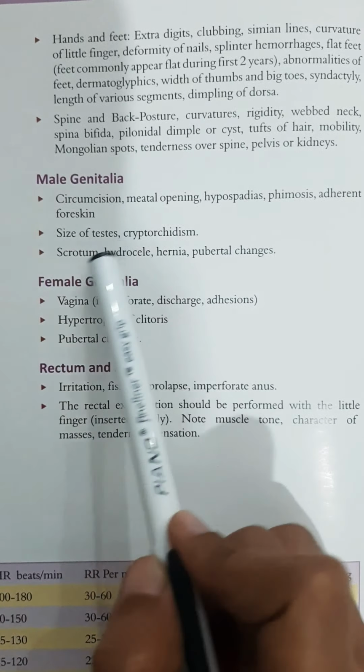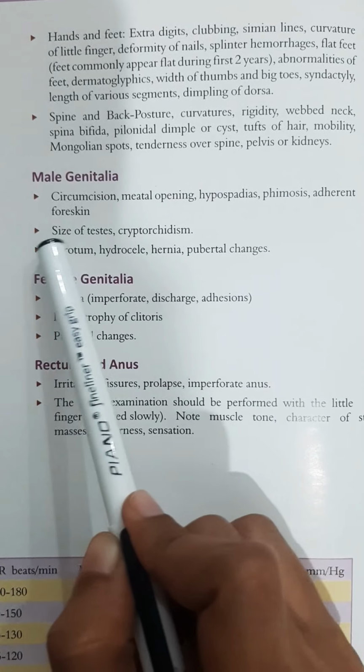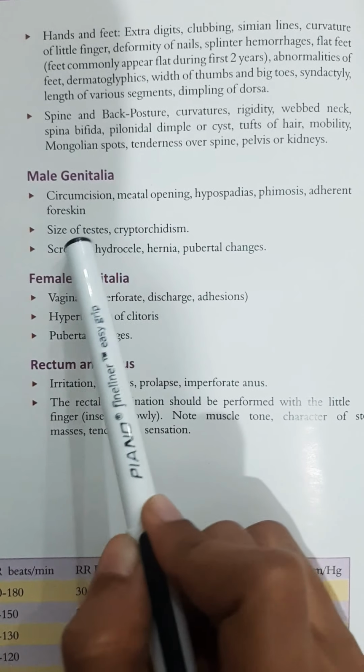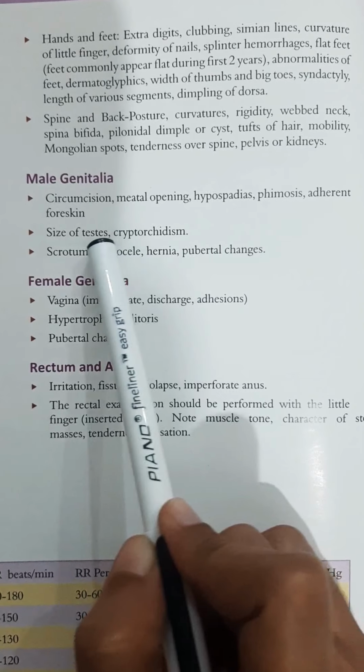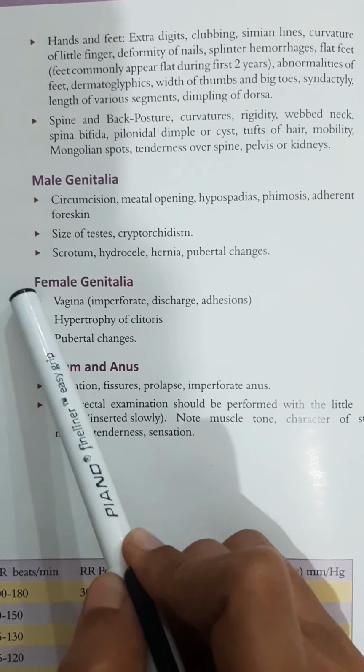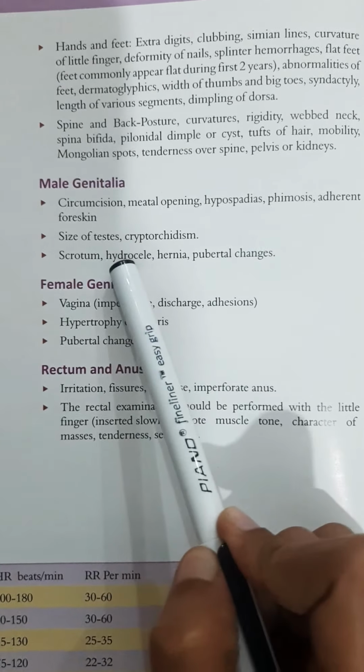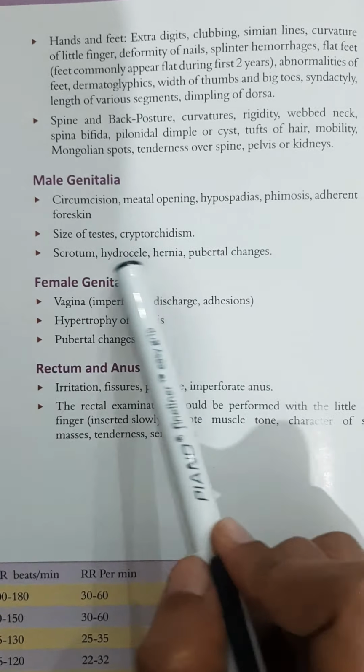And then for the testes we will measure their size. We will check the size and we will palpate them for the cryptorchidism. Then we will check the scrotum and examine for the hydrocele, hernia and pubertal changes.